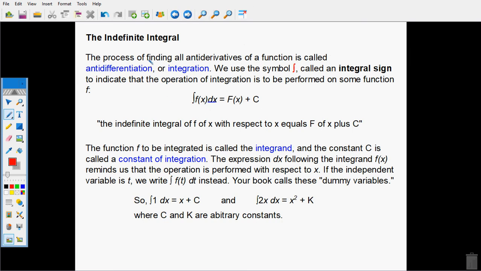You can see it here. The process of finding all antiderivatives of a function is called antidifferentiation. Remember, we've used differentiation to find the derivative, or integration. These words are interchangeable. We use this symbol. It's like a long snaky S called an integral sign to indicate that the operation of integration is to be performed on some function f. These are directions. It's just like if we were writing to find the derivative of something. So if you see an integral symbol, that is a set of directions telling you you should integrate this.